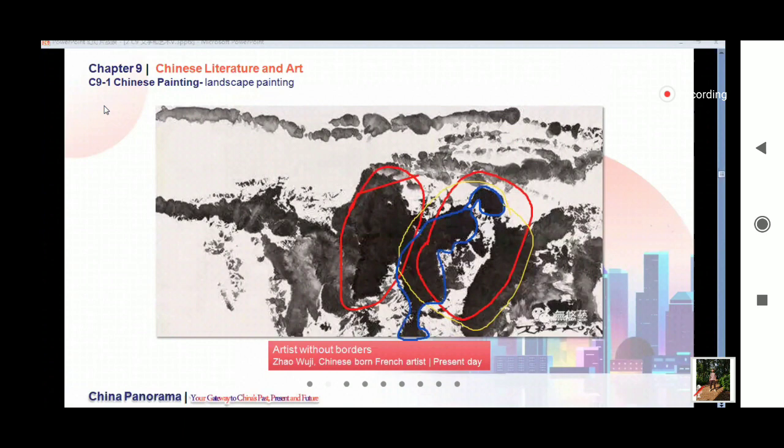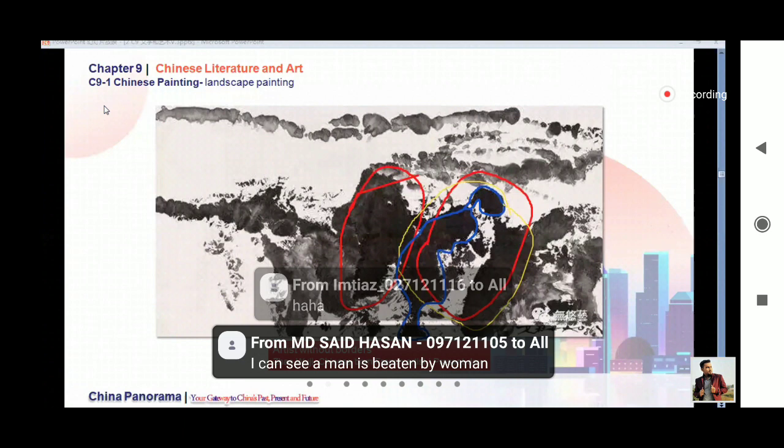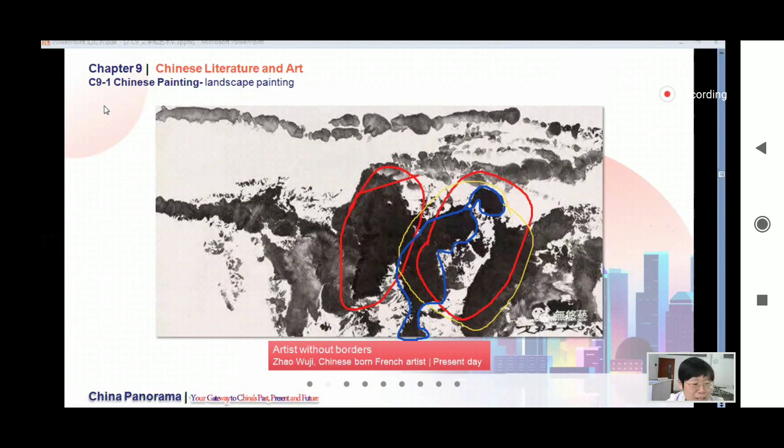To confuse us, maybe. Laoshi, it's nothing else about our continental map. A man is beaten by a woman. Okay, so this is the modern art. So different people have different ideas from only one single picture.